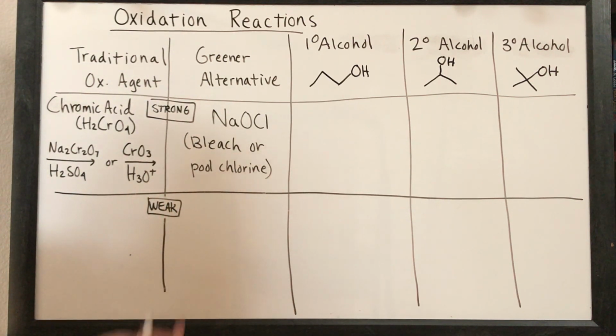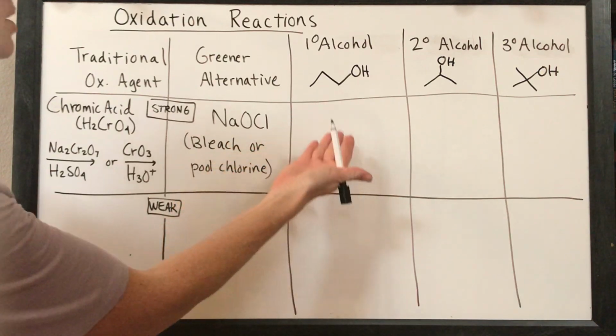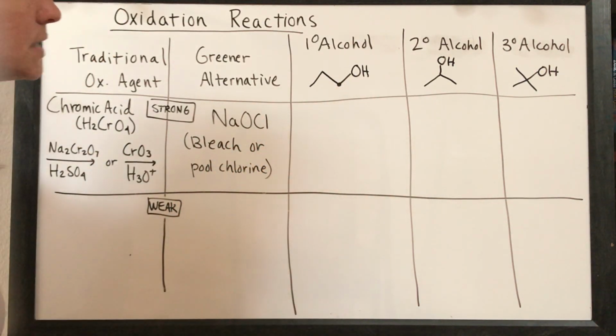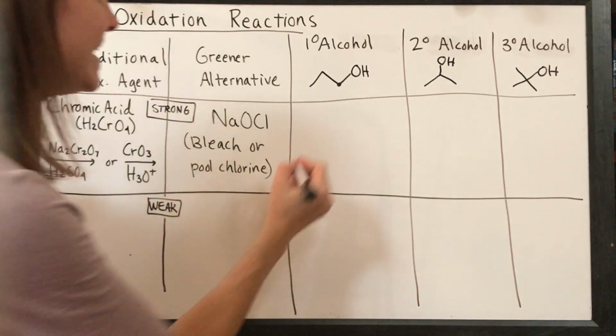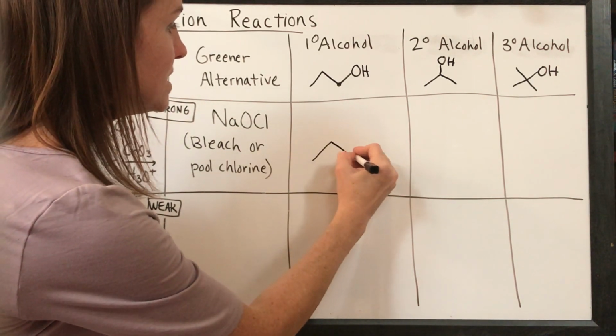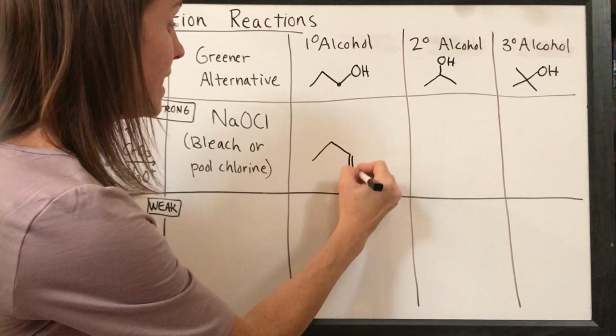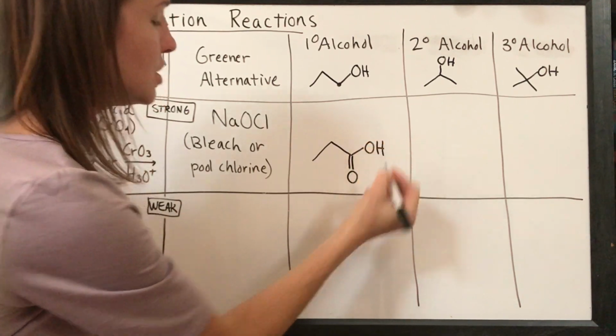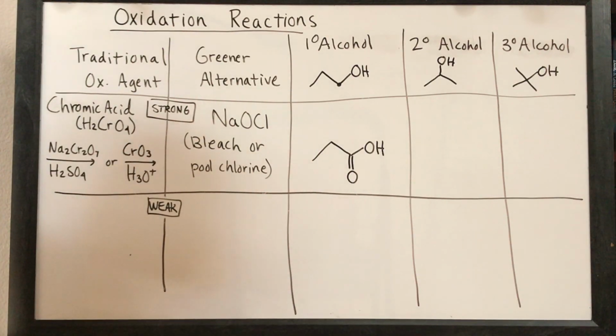But either way, if you use one of these really strong oxidizing agents on a primary alcohol, you're going to take this carbon that has one bond to oxygen, and you're going to add on as many oxygens as you can. So in this particular case, or in any case with a primary alcohol, it'll go all the way up to 3 bonds to oxygen, which means that you turn your alcohol into a carboxylic acid.